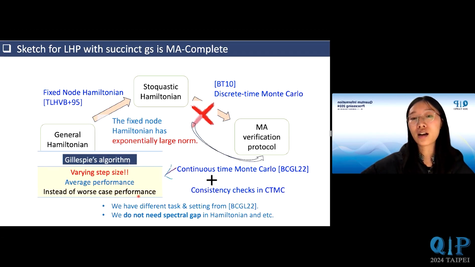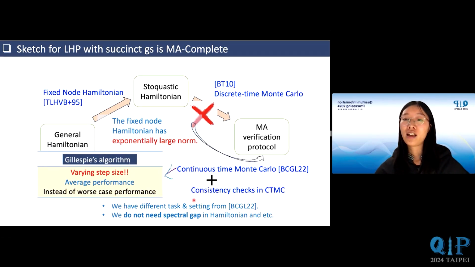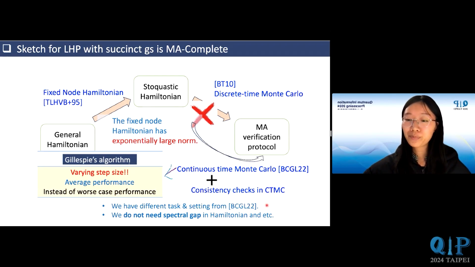Another remark I wish to make is that our setting, in this paper, is different from Monte Carlo or quantum Monte Carlo methods. We have different tasks and different settings, so we need different conditions. In particular, we don't need a spectral gap because we are not sampling. Instead, we use the promise gap. So that's a final remark.